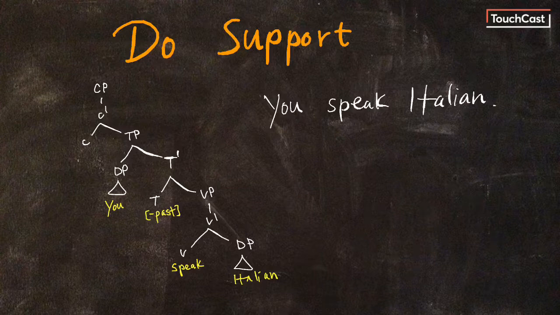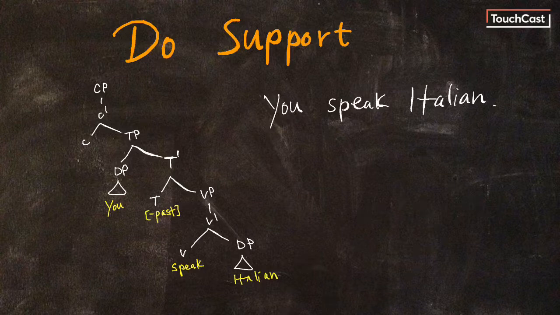What do we do when we have a sentence that only has a main verb? We already know that English doesn't have V to T movement for sentences with only a main verb. So in this sentence, you speak Italian, speak is still in the V position, thus it cannot undergo T to C movement. So there is only one solution for this, and it is do support.